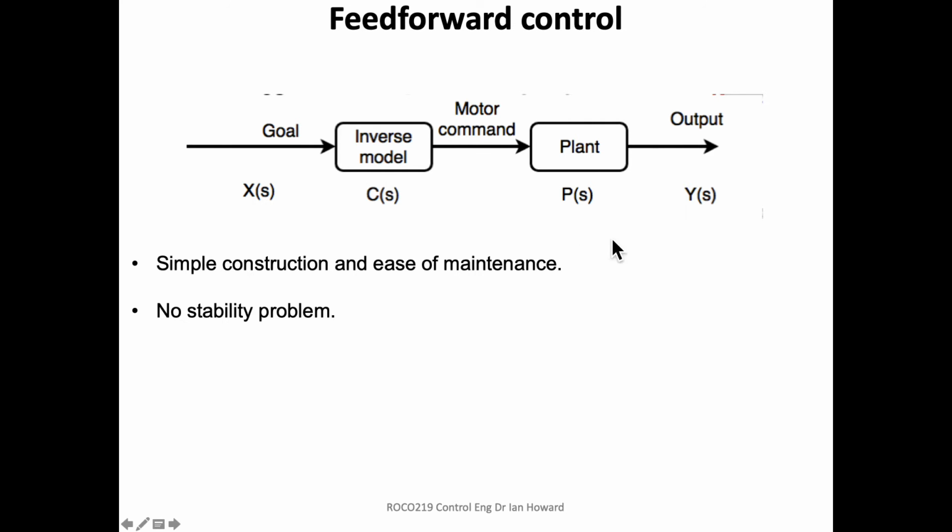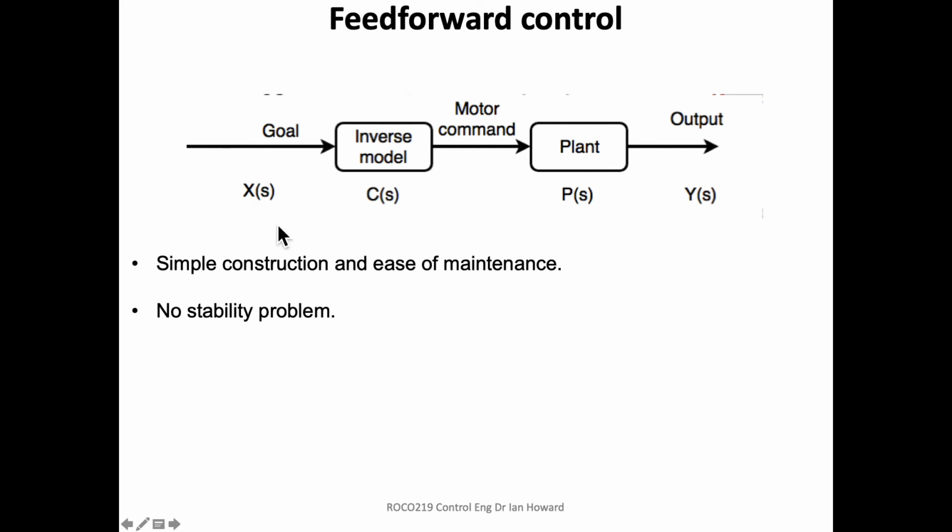So we've got a plant, which is something we want to control. An input going to that plant is the control input that's getting it to do what we want it to do. And the question is, how can we improve that motor command? What we can do is put effectively an inverse model in front of it. So rather than feed the goal directly into the plant, we feed the goal into an inverse model, which then converts it into the suitable representation to get the plant to do what we want it to do.